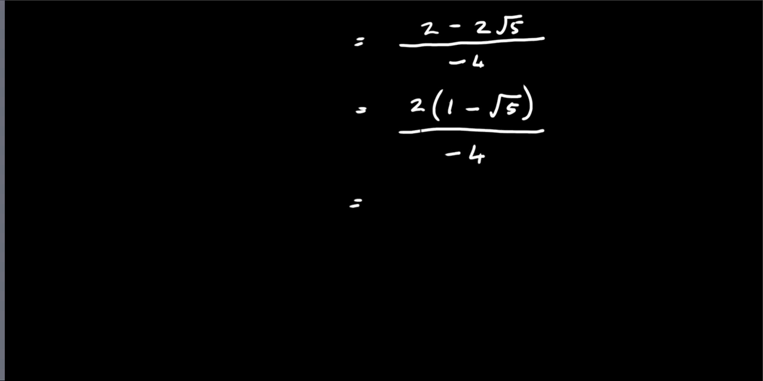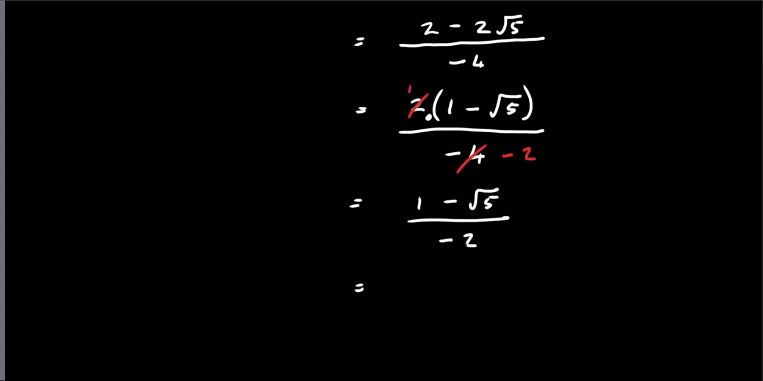So now I've got this 2 multiplied by this bracket. I've got minus 4 on the bottom. So what I can do here is divide this 2 into this minus 4 to give me minus 2 on the bottom. 2 into minus 4 is minus 2. So let's see what we end up with. On the top, 1 minus root 5 divided by minus 2.